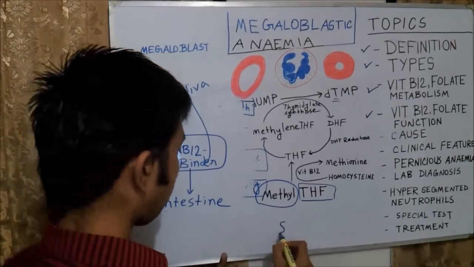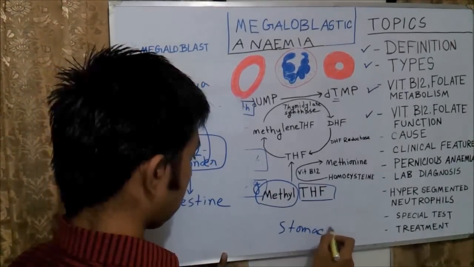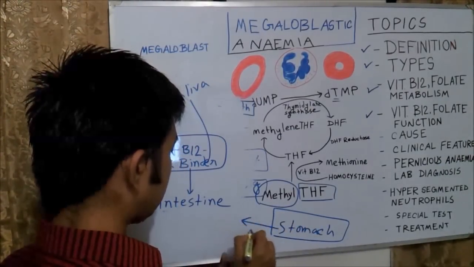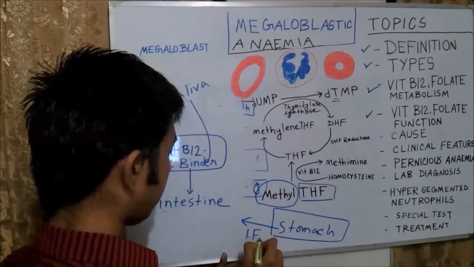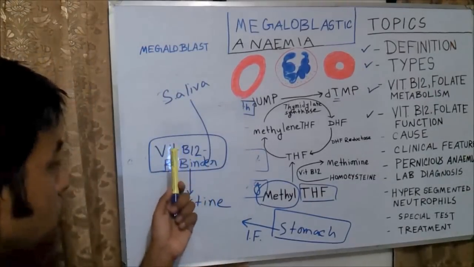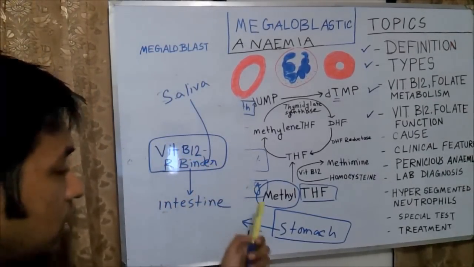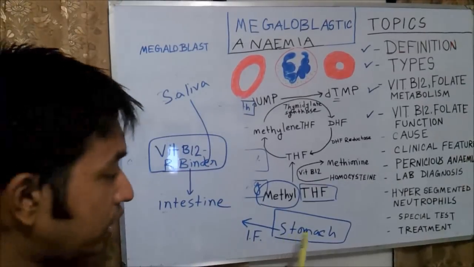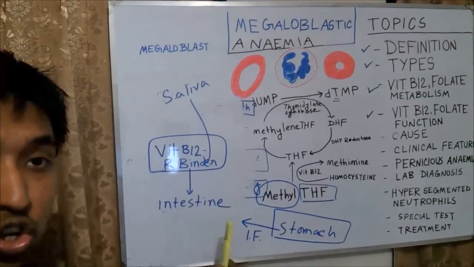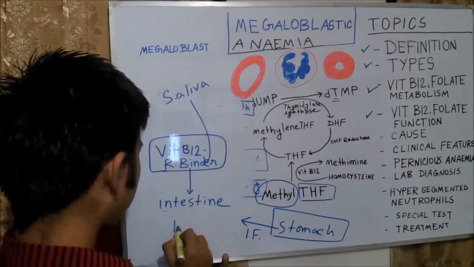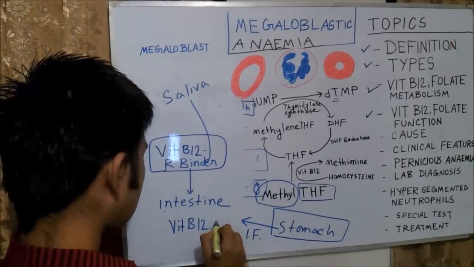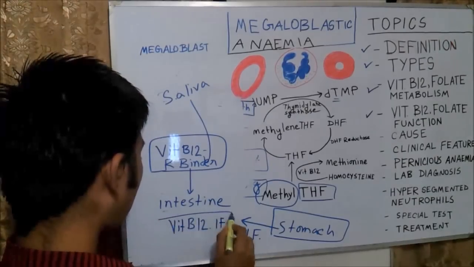Remember, from the stomach, in the gastric parietal cell, we had intrinsic factor. I'm writing IF. So once the pancreatic enzymes separate vitamin B12 from the R binder, intrinsic factor, which was released from the parietal cell of the stomach, comes and joins the party, and they make a complex of vitamin B12 and intrinsic factor. Why?